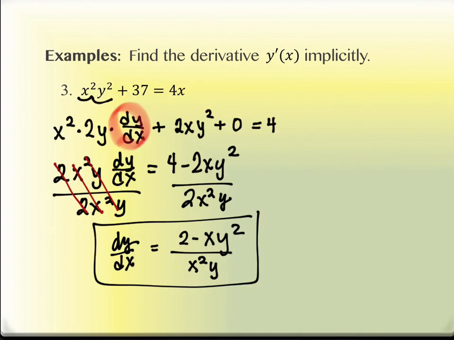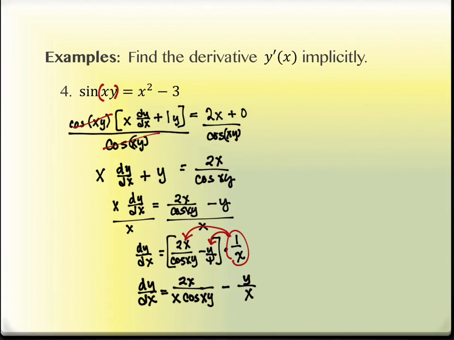All of this on the bottom, because it's all multiplied together, is one term. That's different than what happened over here, where there are two pieces separated with subtraction in the numerator. They are separate terms. But anything that's multiplied is a singular term, and you can cancel things from it, but you can't cancel inside of cosine. So this x and this x will cancel, and I get dy dx equals 2 over cosine xy minus y over x.